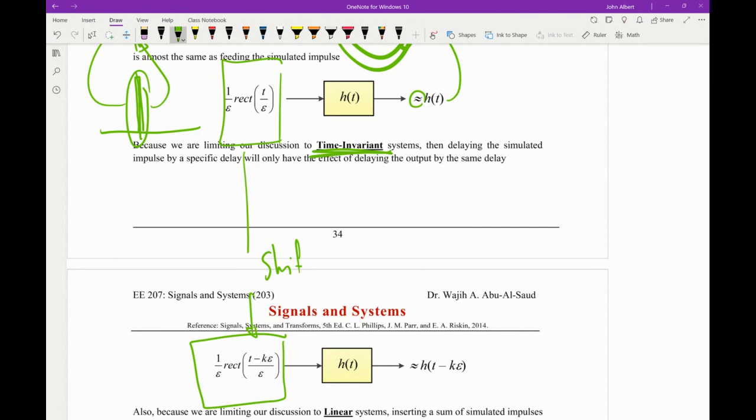Because the system is time invariant, if I shift the input by a specific amount, which is equal to k epsilon, the system will respond by shifting its output by the same amount. This is why at the output I'll end up with exactly the same thing that I got above, but shifted by the same amount. So the fact that it is time invariant allowed me to know this. This is what will happen.